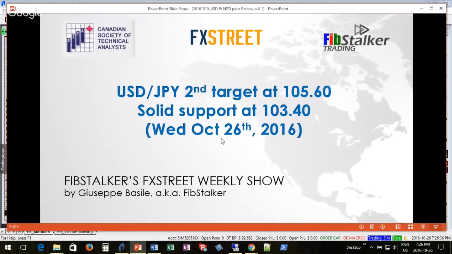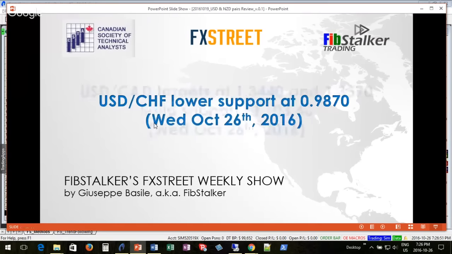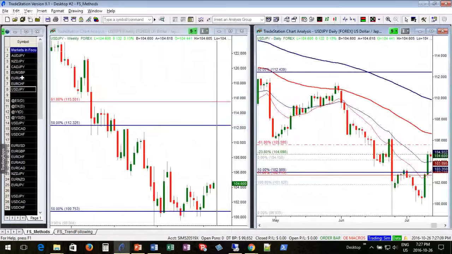Okay, next I want to talk about the US dollar, Canadian dollar, which now has targets long at 134.40 and 135.70, and this solid support does not apply to this. So only targets at 134.40 and 135.70. Just scratch the support here. It's not applied to US dollar, Canadian dollar. So let's review this market here, the US dollar, Canadian dollar. Let's switch to the charts.